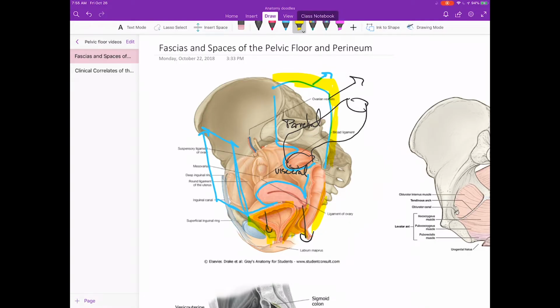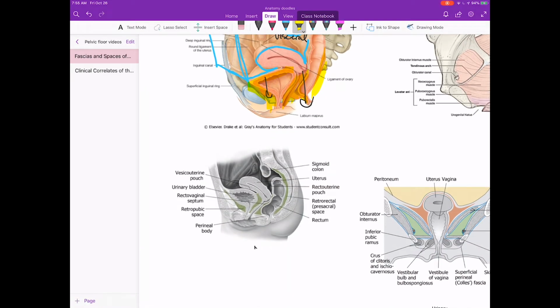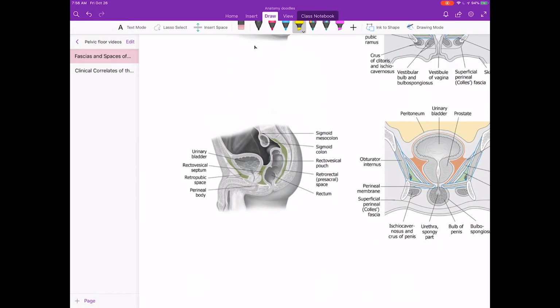Okay, so if we go to this image down here, this is now, again, a sagittal cross-section. We see the same idea. Here is our abdominal peritoneum becoming our pelvic peritoneum as it goes around the organs. All right. Our retroperitoneal fascia would have been behind the peritoneum in the abdomen, or posterior, but in the pelvis, it's inferior, surrounding the organs here.